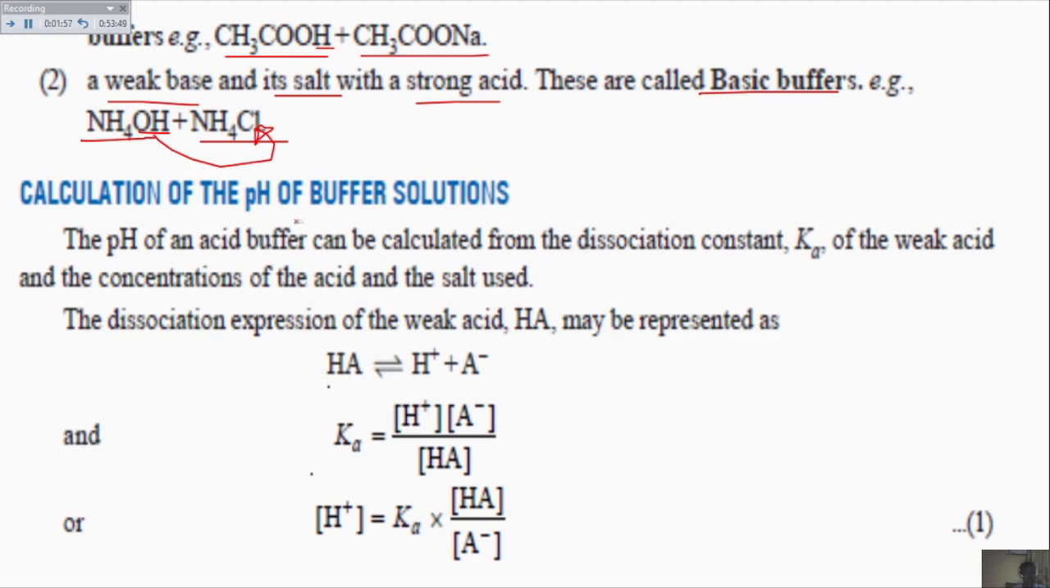Now let's talk about the calculation of the buffer solution. The pH of an acid buffer can be calculated from the dissociation constant, Ka, of the weak acid and the concentration of the acid and the salt used. The dissociation expression of the weak acid may be represented like this. Ka, the acid dissociation constant, equals the concentration of the products over that of the reactant. When you make the concentration of hydrogen ions the subject of the formula, you have Ka times this concentration divided by this.